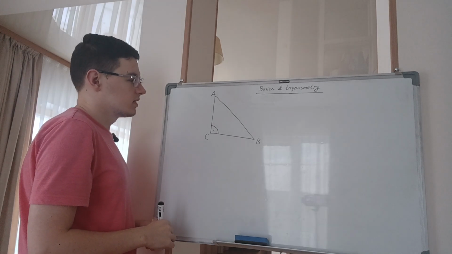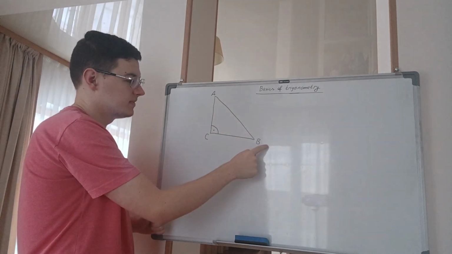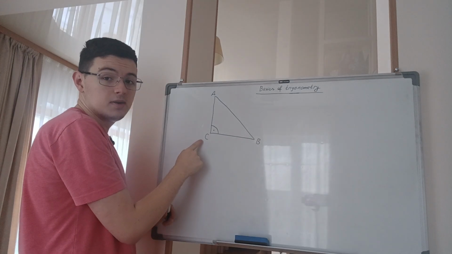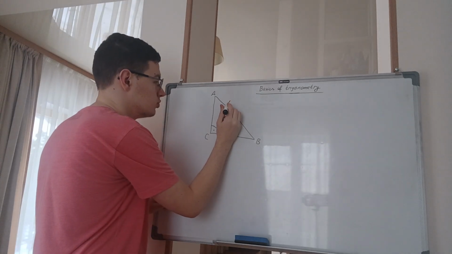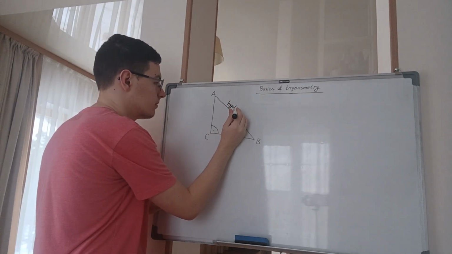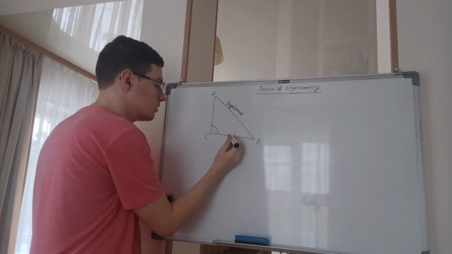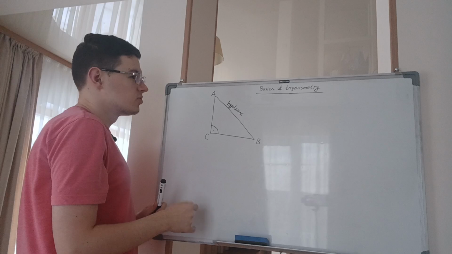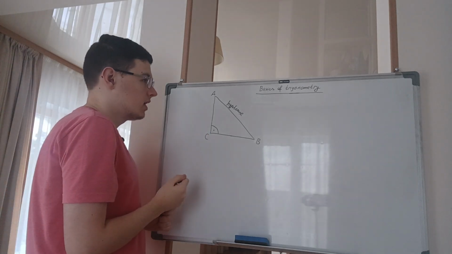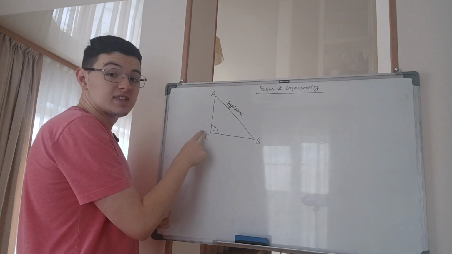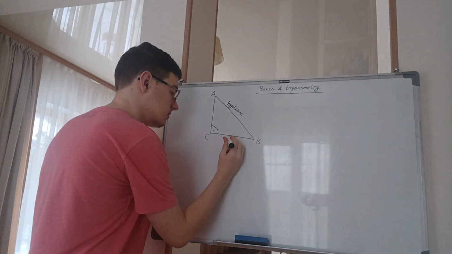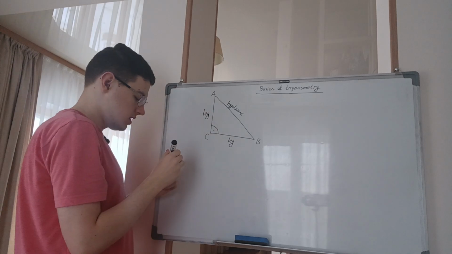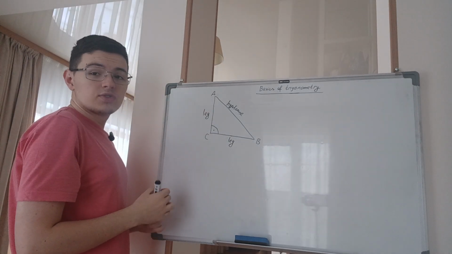Okay, so the longest line here, AB, that lies opposite to angle C, is called the hypotenuse of this triangle. The hypotenuse is always the longest line in a right triangle. And the other two lines, between which the angle is 90 degrees, are called legs. So BC is a leg and AC is a leg. Then we are going to trigonometry.